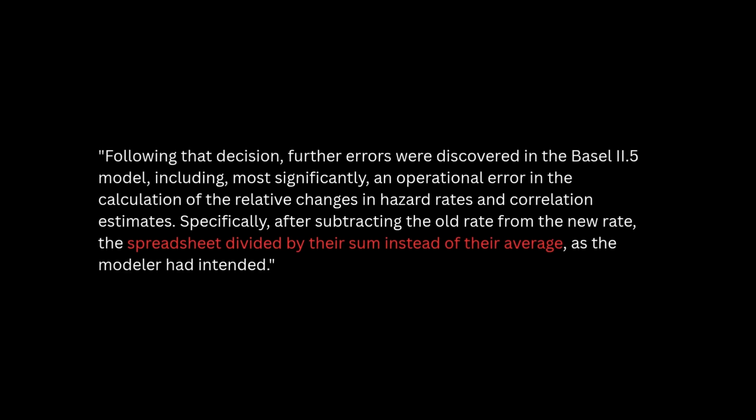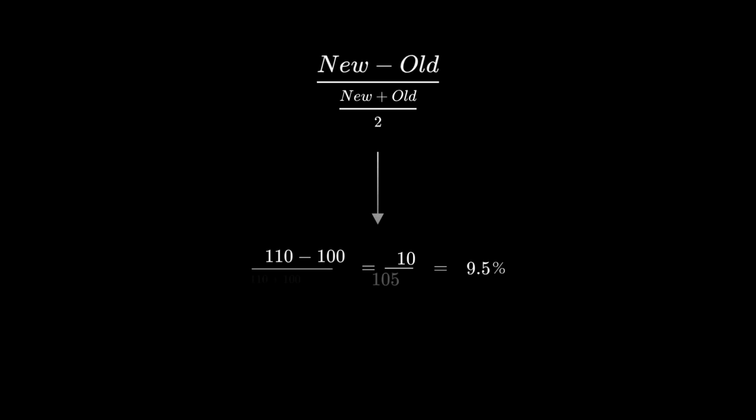So why is this so important? Let's look into an example. So let's say we're trying to find the relative change of a new and old value, and it goes from 110 to 100. Now, using the average, we'd find a relative change of 9.5%, but let's say we did what the model did and used the sum. You can see we've halved the relative change. So the model is saying we're not that risky, but actually it's double the risk.